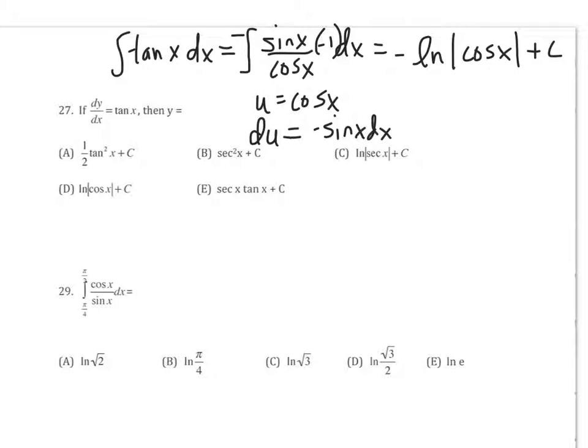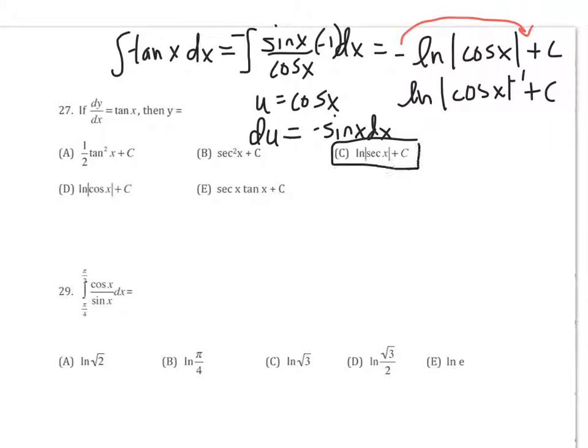I don't see that in the choices, so I have to figure out what I'm doing here. That negative can go as an exponent. So this is actually equal to ln of cosine x to the negative 1 as an exponent. That's going to be equivalent to ln of the secant. So the answer is just c there.